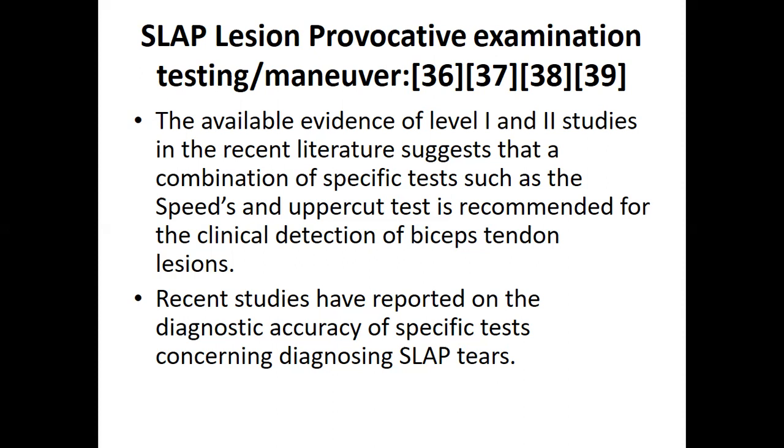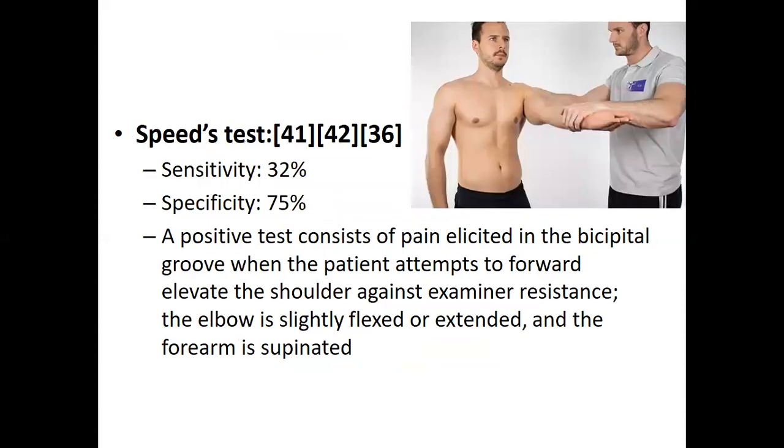Now which tests are there? For example, the Speed test, the Uppercut test, and many other tests which we will discuss in the coming slides. First we will discuss the Speed test. The reported sensitivity of the Speed test is 32% and specificity 25%, which means it is a very weak sensitive test; its sensitivity is very low, while on the other hand specificity is moderate, but still it is not good as for a good specific test.